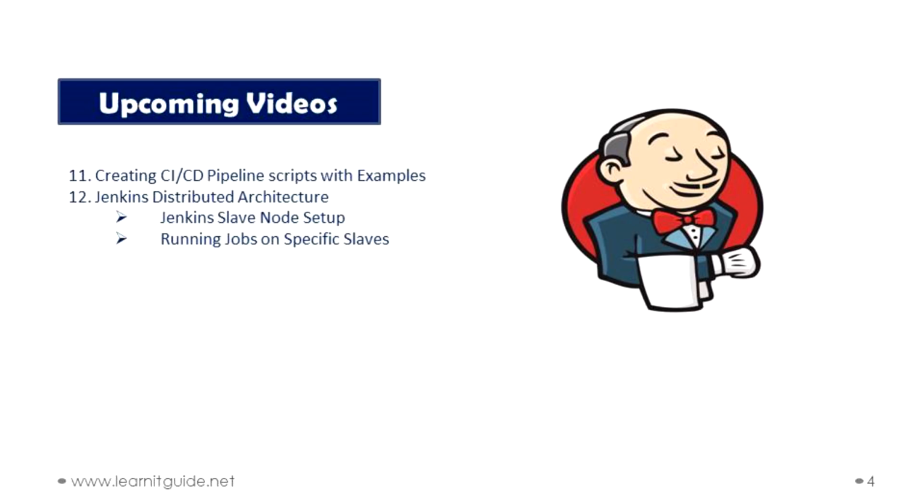Same jobs can be created with pipeline scripts. That is a single file called Jenkinsfile that can be used to create this kind of multiple jobs in a single file. We'll talk about that later.